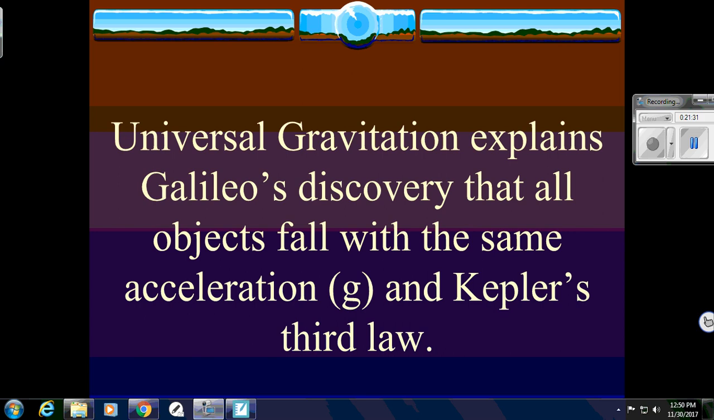So Newton's law of universal gravitation does a lot of things for us. First of all, it explains Galileo's discovery that all objects fall with the same constant acceleration. The law of falling bodies can now be explained. It also explains Kepler's third law, and Kepler's second law for that matter. Kepler's second law basically told us that planets move faster when they're close to the sun and slower when they're farther. So how does Newton's law just explain that for us?